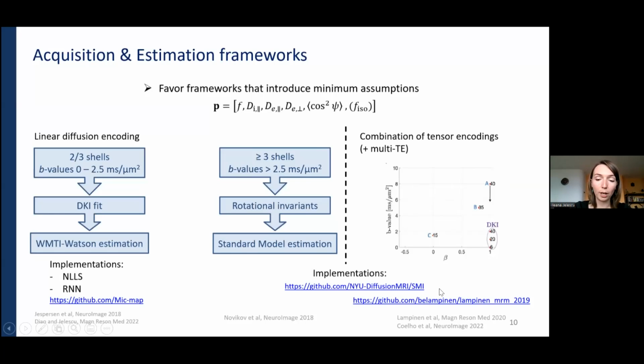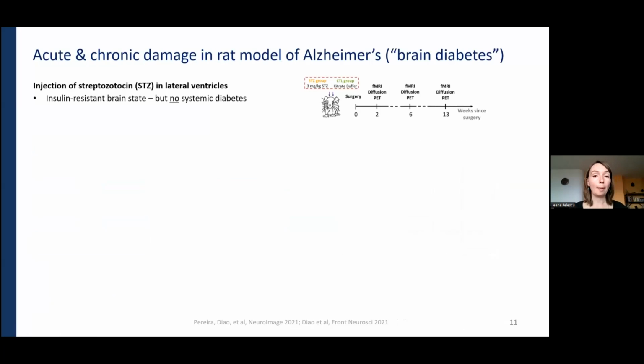And there's also two frameworks from the NYU group and the Lund group that I'm pointing you to here that allow you to do this estimation. So this is actually really moving forward quite nicely. And so then in terms of applications, I've just selected a few that we were particularly interested in the last years. The first one is in an acute and chronic damage in a rat model of Alzheimer's disease.